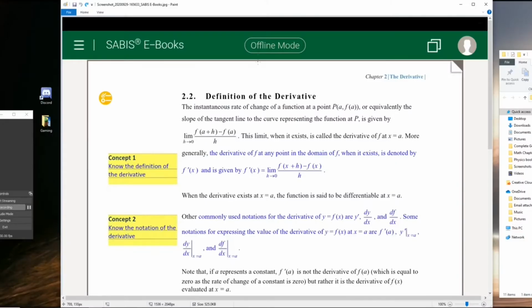Okay, so section 2.2, definition of the derivative. The definition is the instantaneous rate of change of a function at a point P with abscissa a and ordinate f of a. You could also use x and y. The slope of the tangent is the graphical representation of the derivative, and this is the mathematical representation of a derivative. This is the change in ordinates. This is the change in abscissas.